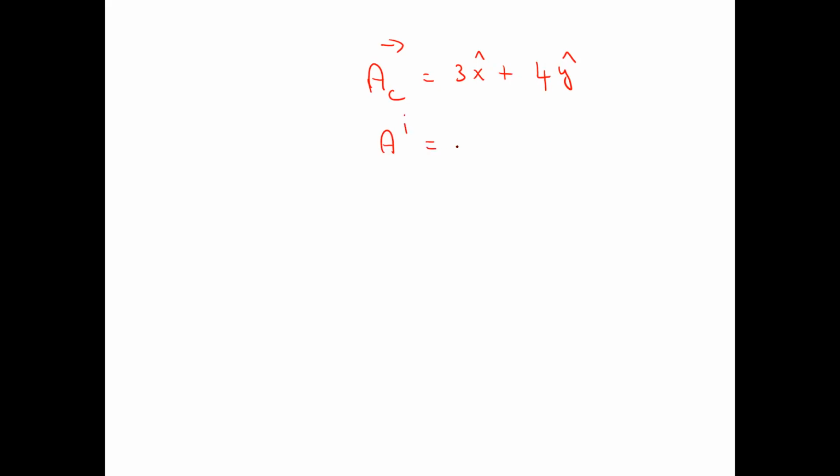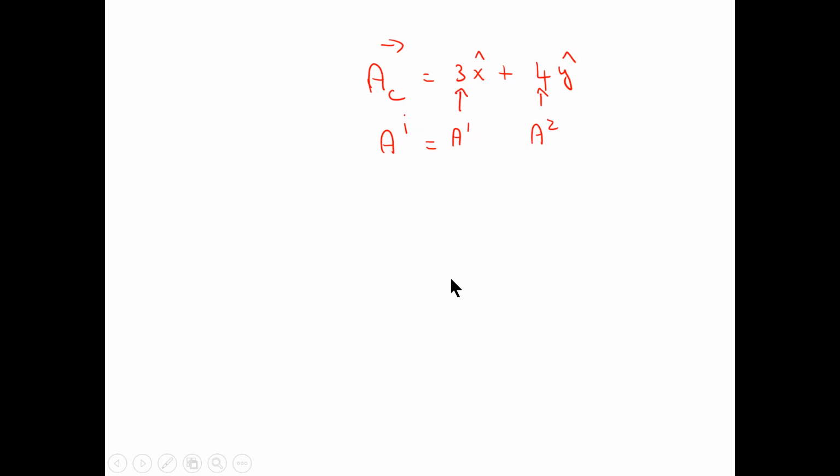So if I were to write it like this, A^i, this is nothing but A^1, which is going to be your number 3. A^2 is going to be your number 4. And so on. So it's just a way of writing this. This is the notation used to denote these coefficients.